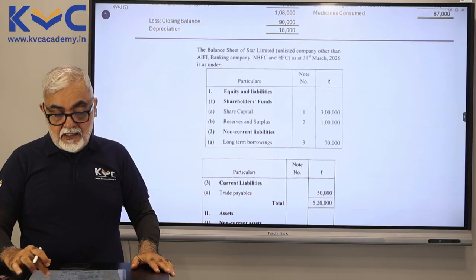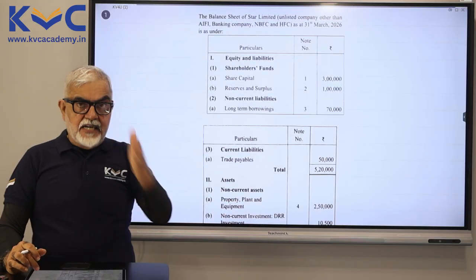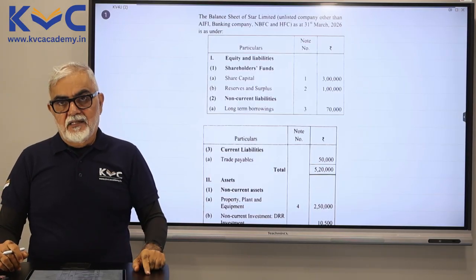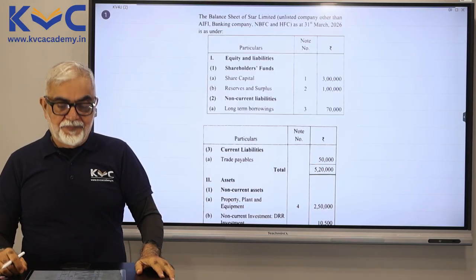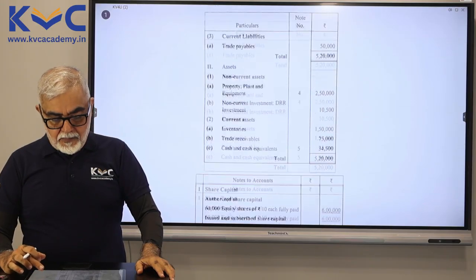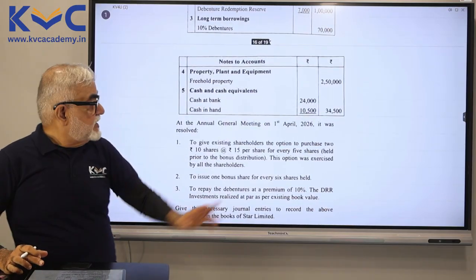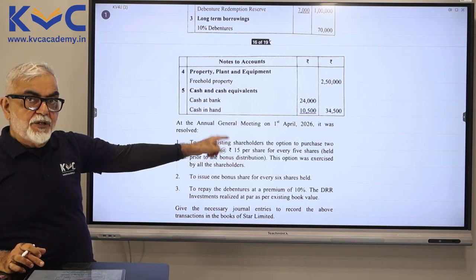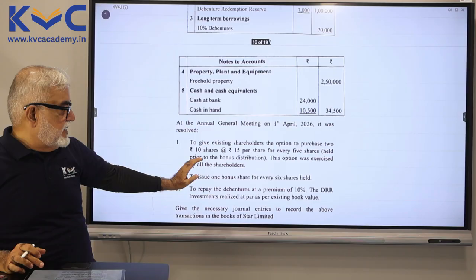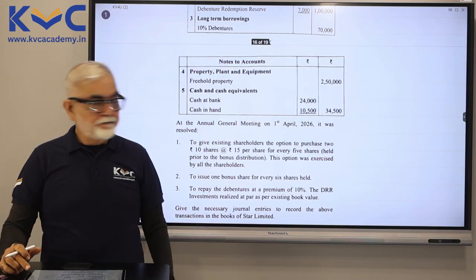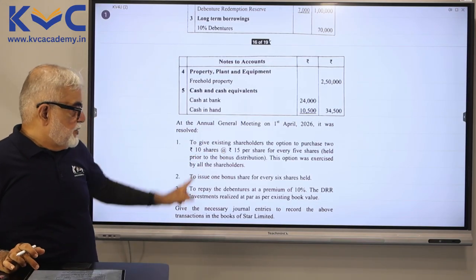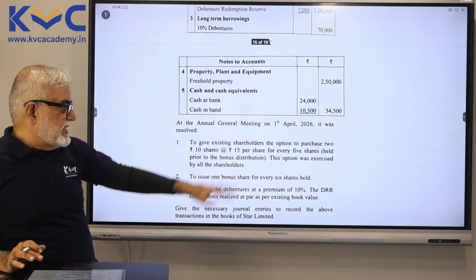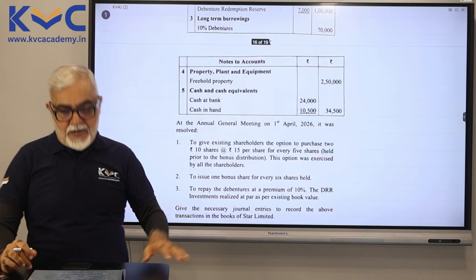Then came another full-fledged question from company accounts, which had rights shares, bonus, and redemption of debentures. Okay? They said pass necessary entries. Existing shareholders were given the option to purchase 2 shares of 10 each for every 5 shares held at 15 per share. To issue 1 bonus share at 6 per share for every 6 held. To repay the debentures at 10% and the investments were sold at par.